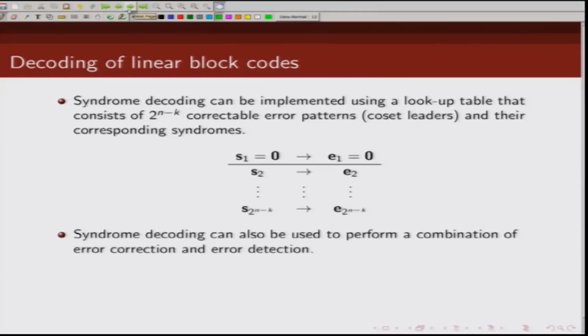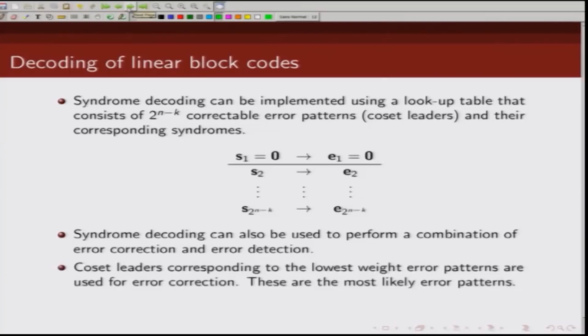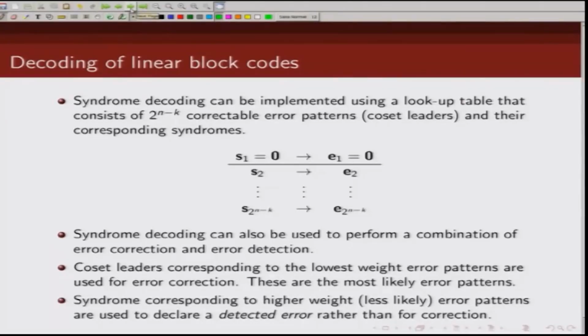Now, we can use this syndrome decoding for both error correction and error detection, and we will give an example to illustrate this. As we said, the coset leaders corresponding to the lowest weight error patterns are used for error correction, and these are the most likely error patterns according to the maximum likelihood rule. Now, we could use this standard array for a combination of error correction and error detection, and we are going to illustrate that we could use a syndrome corresponding to a higher weight error pattern for error detection rather than error correction.